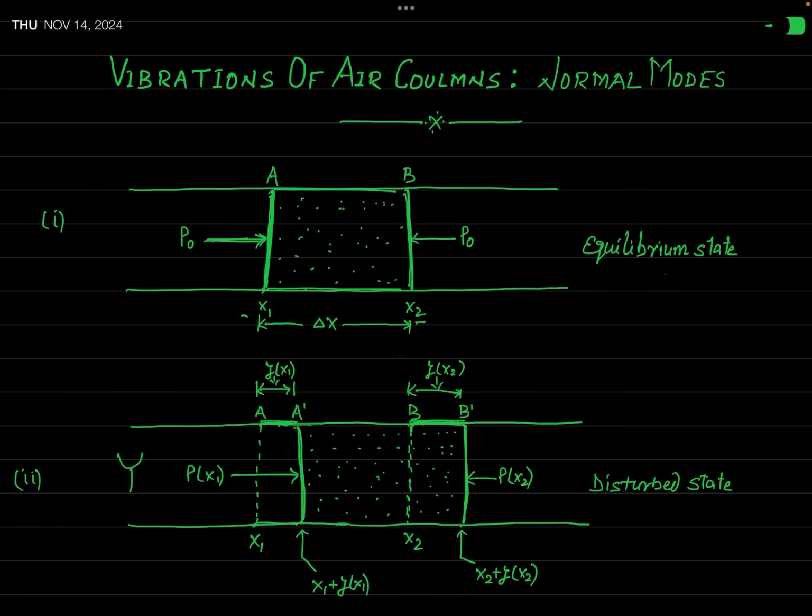We have started to deal with the problem of longitudinal vibration of air columns in our previous lecture. And you have seen in the first part of the lecture on this vibration of air columns, we have only derived the equation of motion. And the final equation of motion was just the classical wave equation.